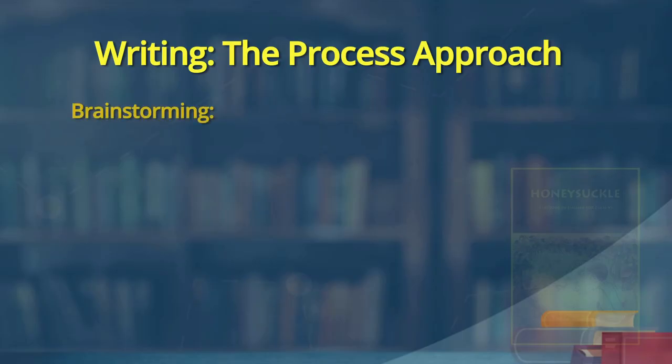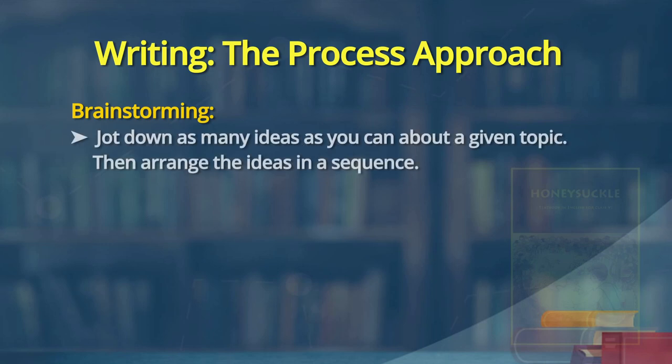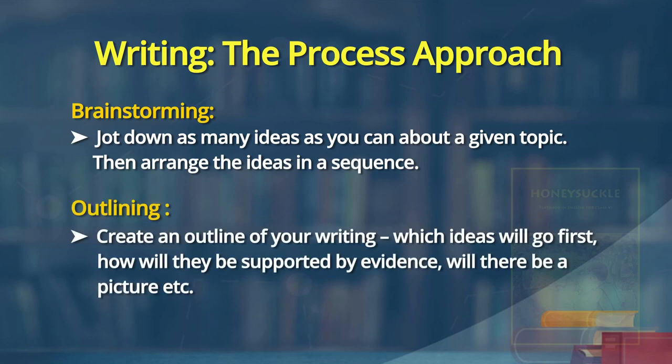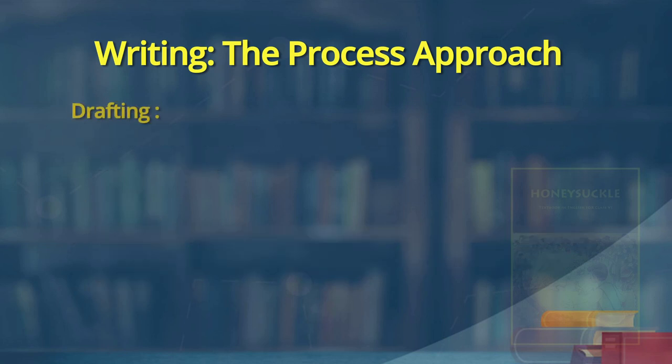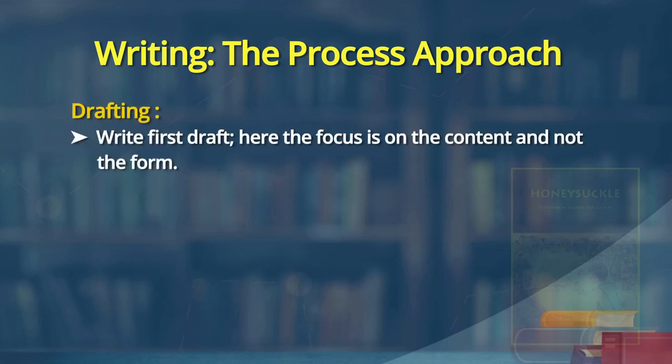Okay. Brainstorming. Jot down as many ideas as you can about a given topic, then arrange the ideas in a sequence. Outlining. Create an outline for your writing. Which ideas will go first? How will they be supported by evidence? Will there be a picture, etc.? Okay. Drafting. Write the first draft. Here the focus is on the content and not the form.